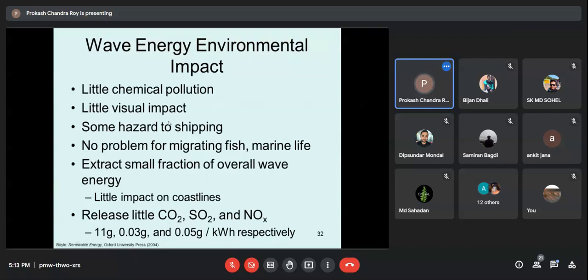These are the environmental impacts we have. Basically, chemical pollution, so less impact on the environment. No problem with migrating fish, because it is far away from the shore.